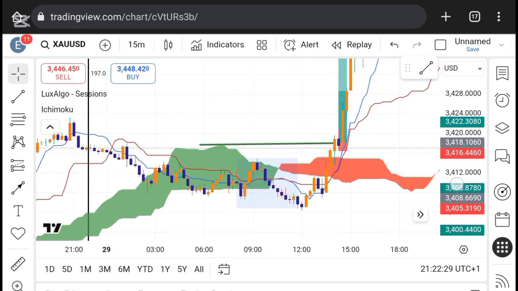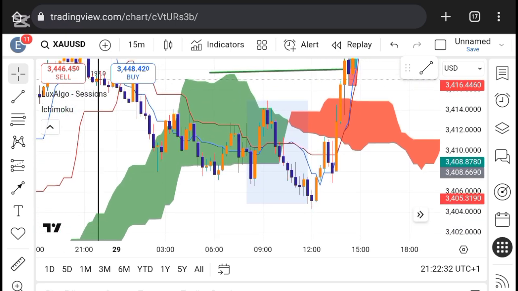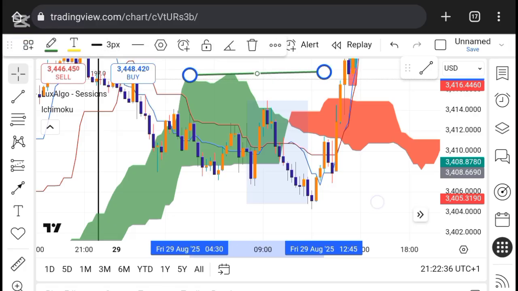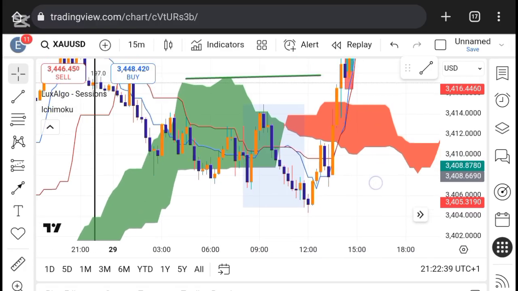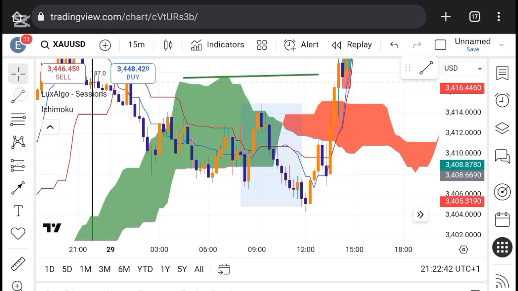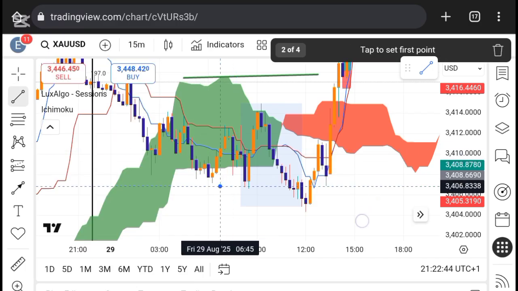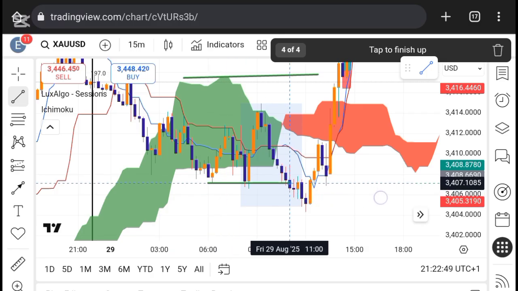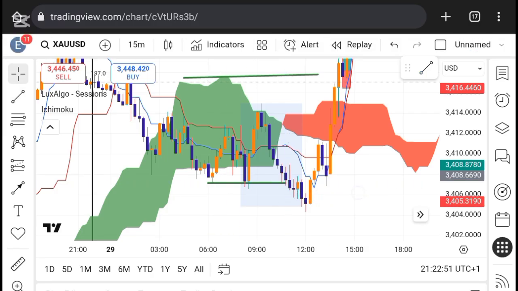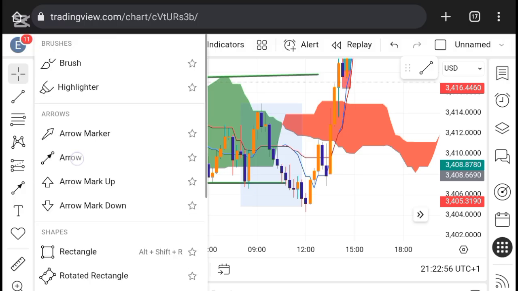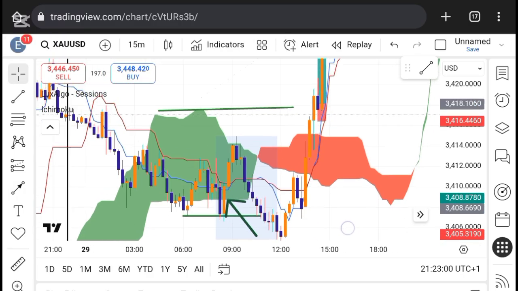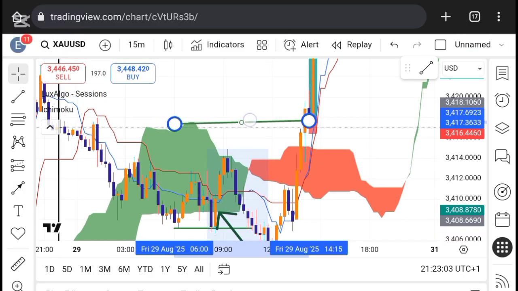So you are waiting again for the market to close above or below the cloud. This was the cloud and you are waiting for the market to close above or below. So what happened is the market closed below the cloud right here. As the market closed below the cloud, you wait for a retest of this moving average, and what happened is there was a loss. You lost this trade. Then after some time, the market closed above the cloud.